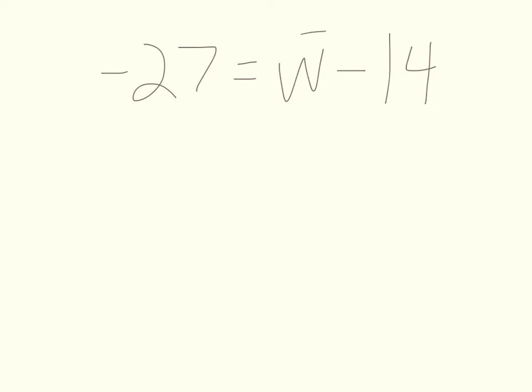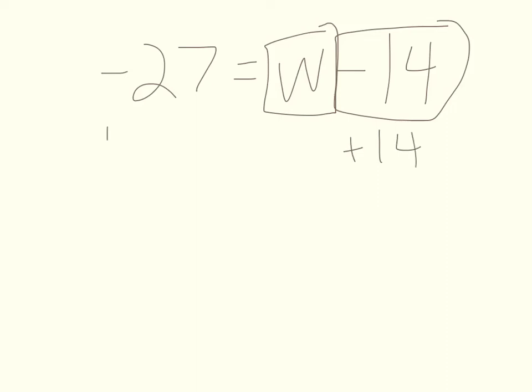I want to get w all by itself. Now, let me ask you this. Is this a positive or negative w? You should say positive, because there's no negative sign in front of it, so it's just positive w. However, this says minus 14. Now, in order to take away that minus 14, I need to do the opposite. So if it was saying subtract 14, I need to add 14. But in order to do so, I have to do the same thing to both sides.